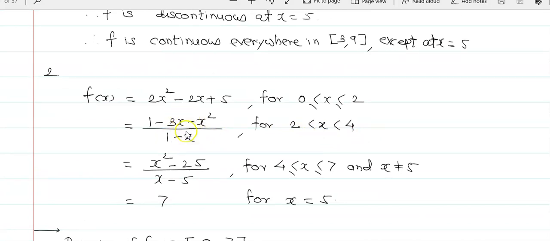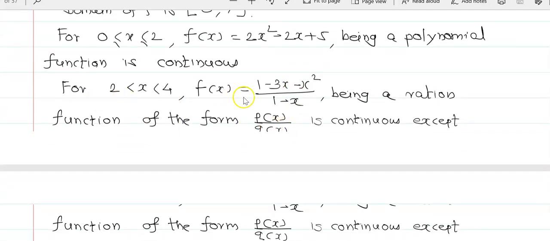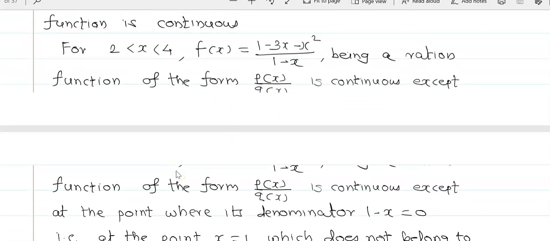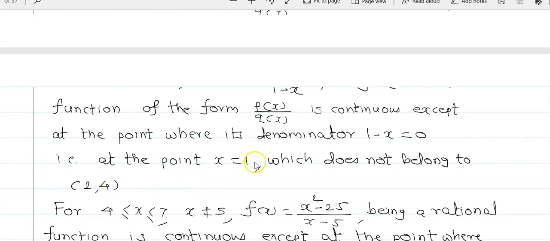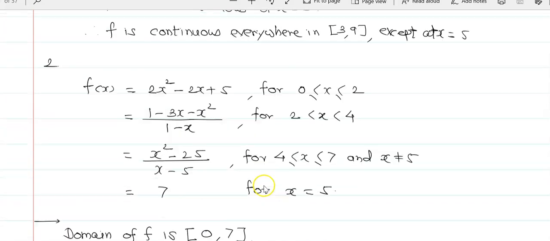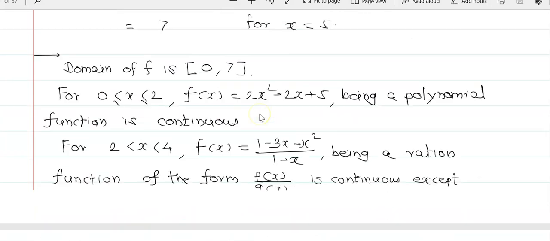Again it is a rational type of function, p of x upon q of x. Now see this here, 2 to 4, being a function of the form p of x upon q of x, is continuous except at x equal to 1. But it is not included here. Therefore p of x upon q of x is continuous in that interval 2 to 4. And what about the last? The last is here, that is (x squared minus 25) upon (x minus 5).